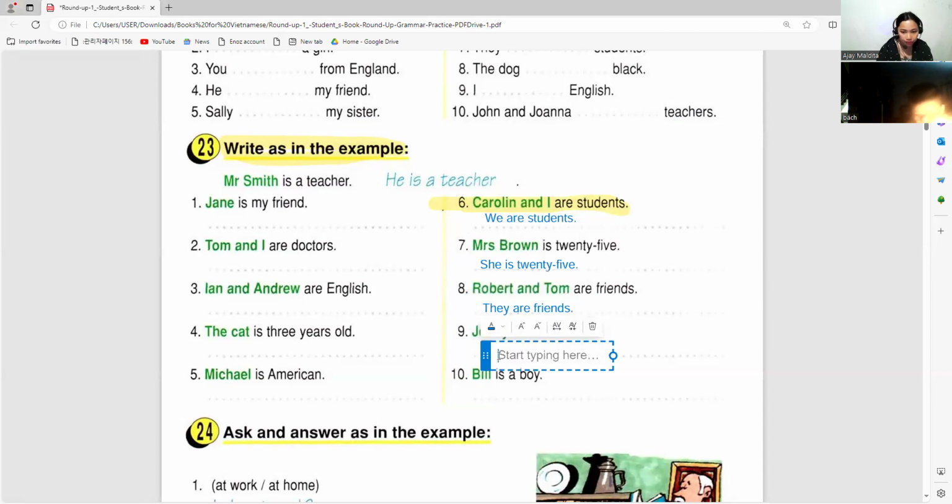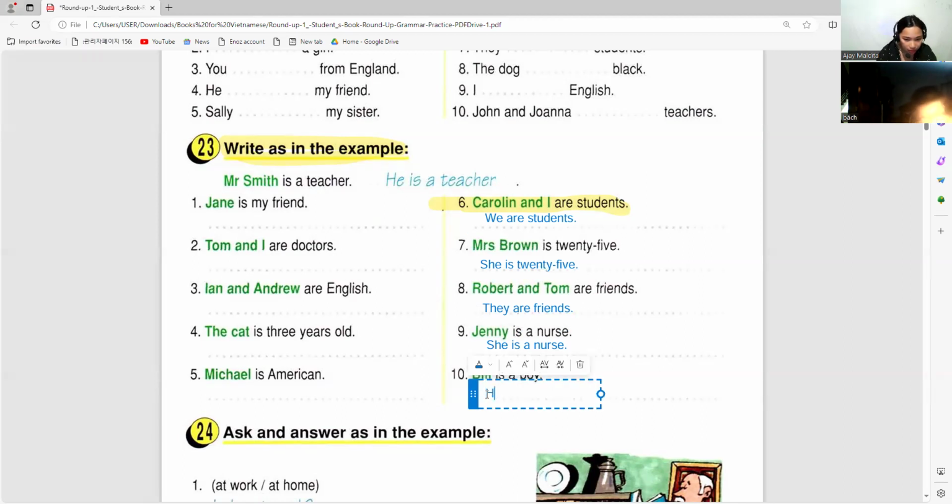Next, Jenny is a nurse. What's your answer? She, that's right. She is a nurse. Next. Bill is a boy. What's your answer? Yes, that's right. He is a boy.